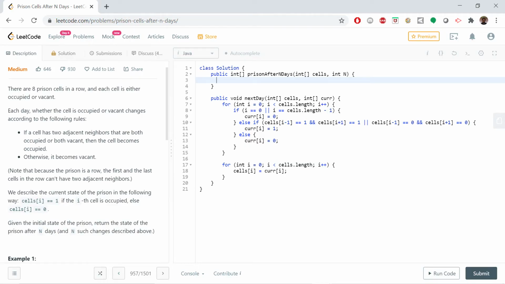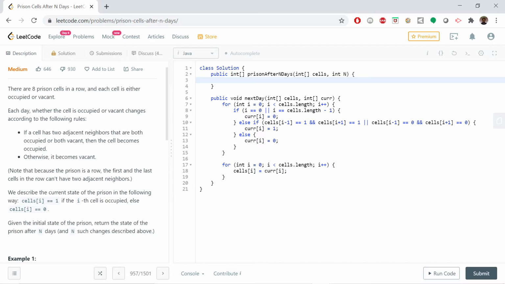Alright, you guys, now that we finally know how to solve the problem, we're going to get right into the code. For this next day function, we actually still need this to essentially simulate these 2 rules. So we're still going to keep this next day function to figure out what the next day will be. But the prison after n days function will be entirely different.